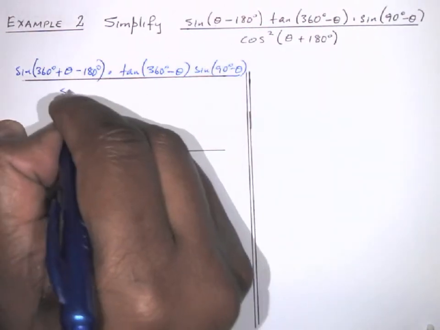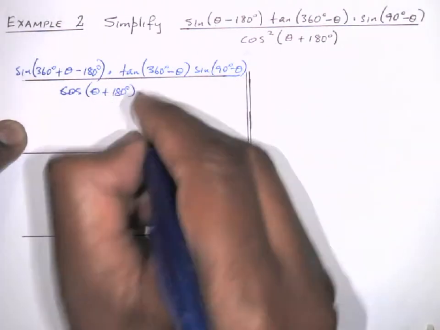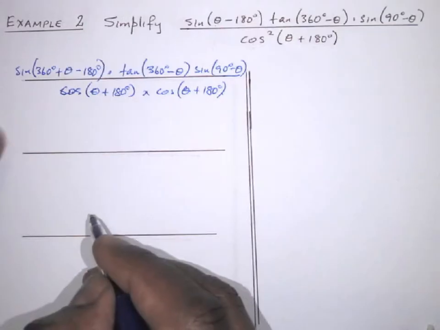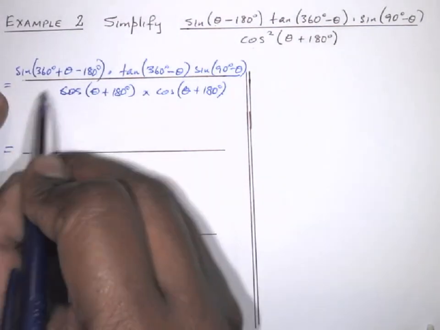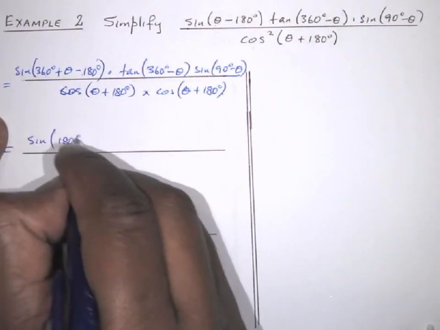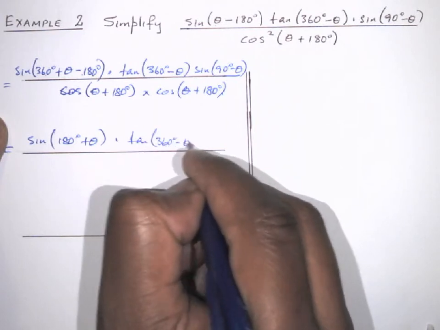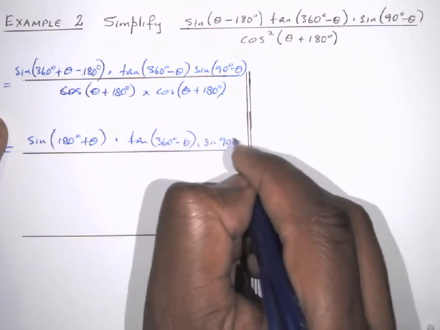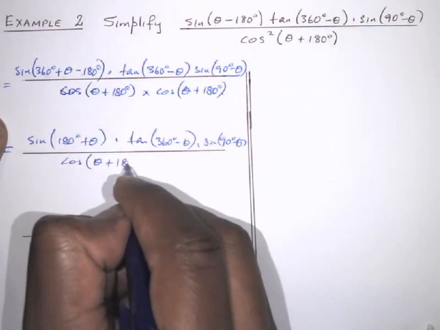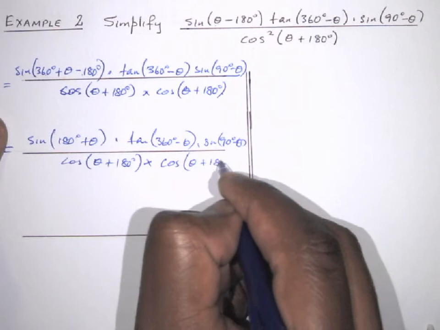This, remember, this is same as saying I've got cos of a theta plus 180 degrees because it's squared. It's multiplying by another cos of a theta plus 180 degrees. Now what do we get? I get now, see, that's 360 minus 180 is 180. So this is now sine of a 180 degrees plus a theta times a tan of 360 degrees minus theta times the sine of 90 degrees minus a theta, which is divided by cos of a theta plus 180 degrees times a cos of theta plus 180 degrees.